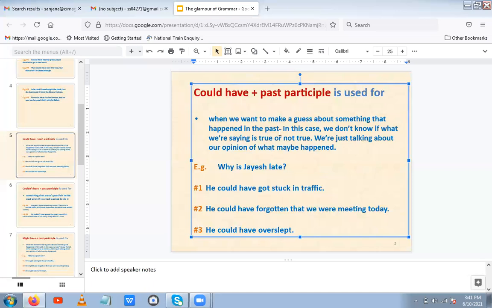So could have plus past participle is used for something which we do not know about, something that happened in the past which we know nothing about. And so what do we do? We start guessing what really happened, what may have happened. We're not sure.